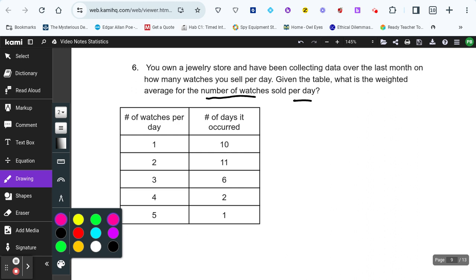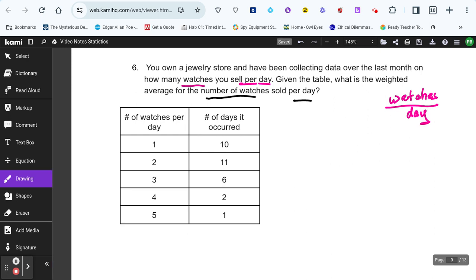All right, you own a jewelry store and have been collecting data over the last month on how many watches you sell per day. So I'm looking at watches sold per day. I already know this is going to be watches sold per day. Watches on the top, days on the bottom. Given the table, what is the weighted average for the number of watches sold per day?